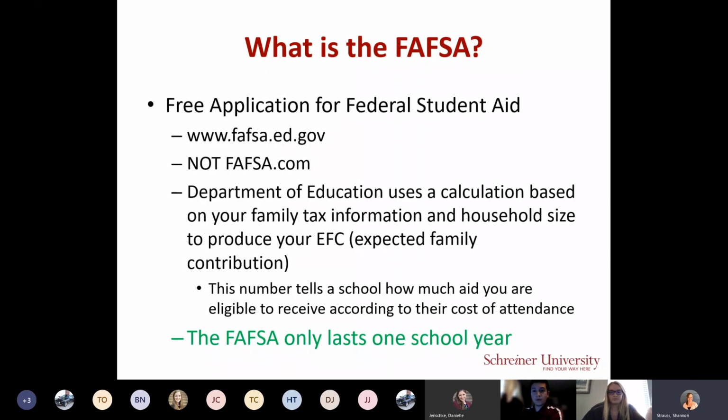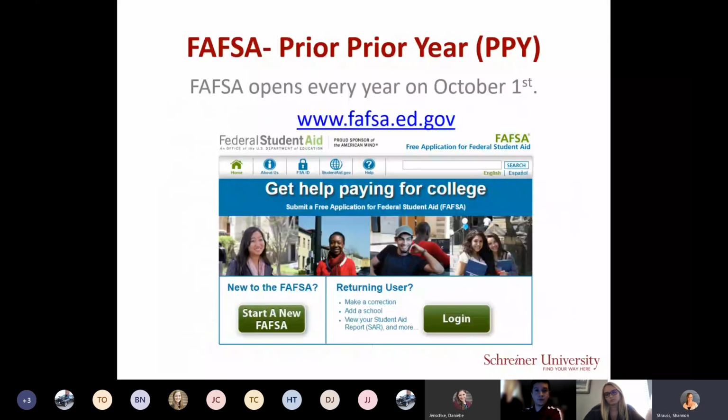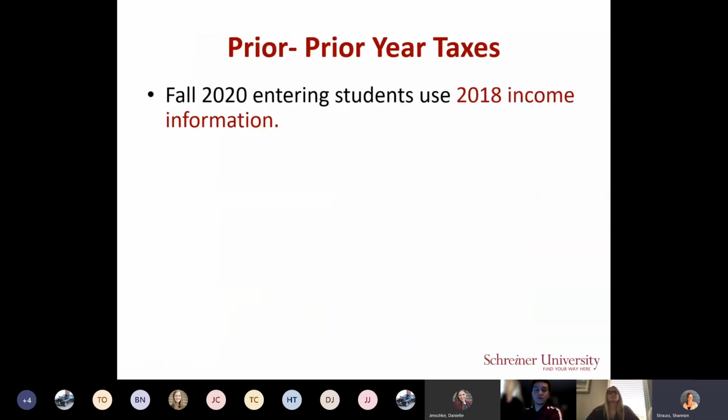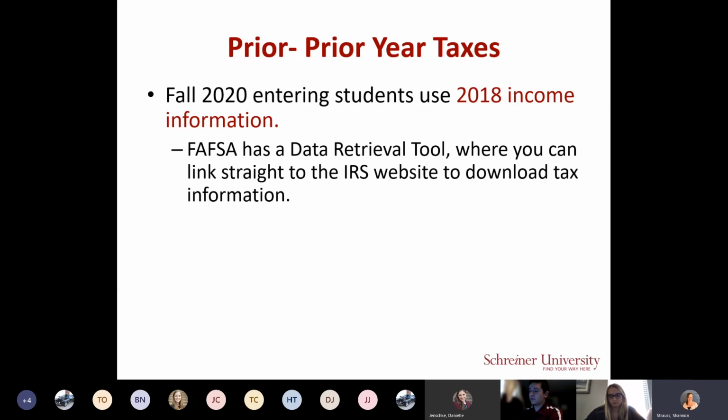Another thing to note about the FAFSA is it only lasts for 1 school year. So you want to do this every year you're in college. The FAFSA uses prior year taxes, and it opens every year on October 1st. I've had a lot of questions about why they use prior year taxes. It is because there are a lot of tax extensions that happen, and so it takes out the tax extension issue. That's why the Department of Education decided to switch to prior year. So if you are a fall 2020 student, you're going to want to use your 2018 income information. If you're a fall 2021 student, when the FAFSA opens, you're going to want to use 2019 income information.